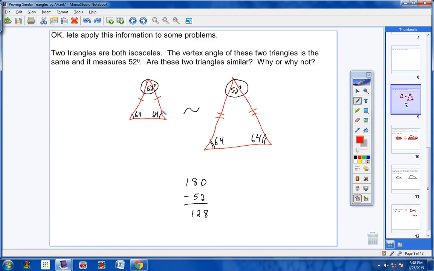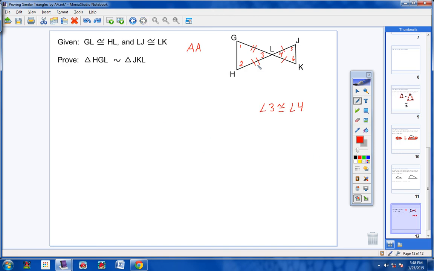Now, look, students, this is just like the problem we did over here. When you have two isosceles triangles and the vertex angle is congruent, then you know these angles here are congruent also. Look, same thing. I've got 2 marks here, 2 marks here. So this triangle's an isosceles triangle. I have 1 mark here and 1 mark here. So this triangle's an isosceles triangle.